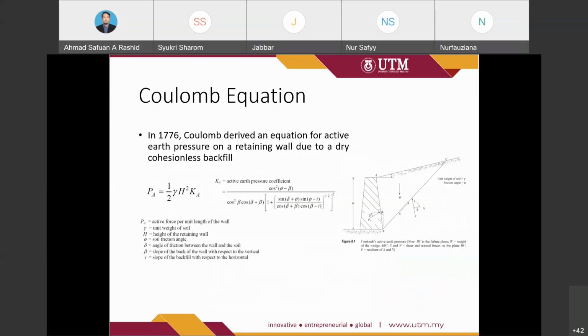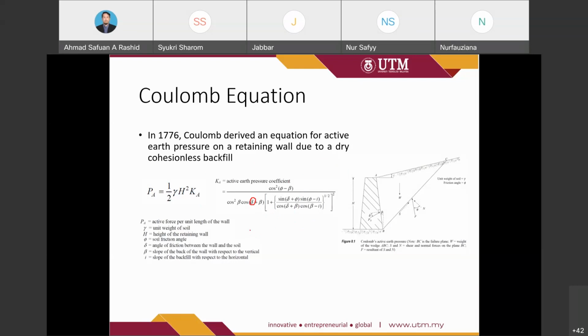So in 1776, Coulomb derived an equation for active earth pressure on the retaining wall due to a dry cohesionless backfill. This is the equation that has been proposed by Coulomb, where he includes the friction between wall and soil.